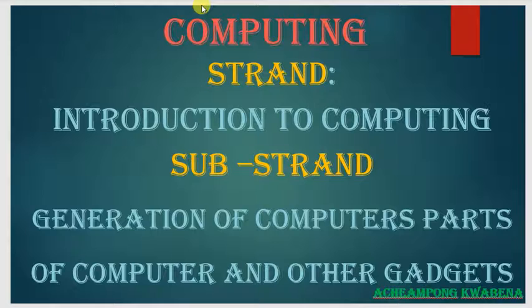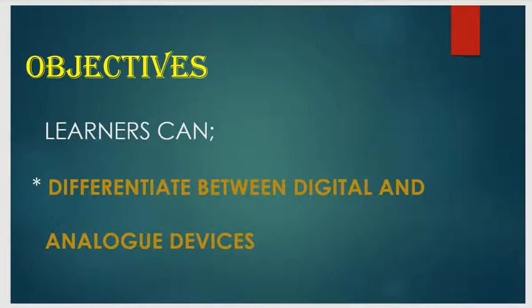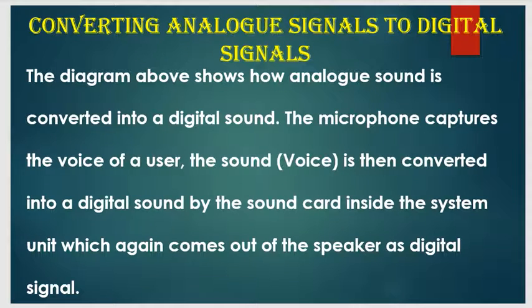For today's lesson, we'll be looking at the differences between analog and digital devices, and also look at how we can convert digital signals to analog signals, or analog signals to digital signals. By the end of this lesson, we should be able to know the difference between digital devices and analog devices. So let's look at how analog signals can be converted to digital signals.